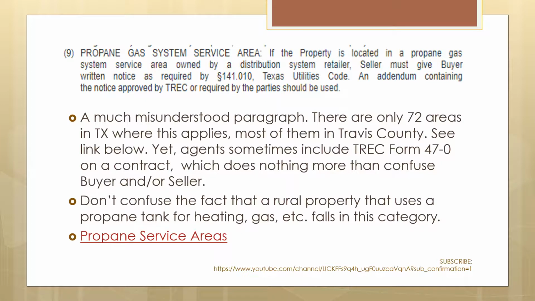One of the most misunderstood paragraphs, a propane gas system service area. I see the addendum in contracts many times, okay? But understand there are only 72 areas in Texas where this applies. Most of them are in Travis County, okay? And there's a link below it that'll tell you which ones those are. Yet agents sometimes include TREC Form 47-0 on a contract, which does nothing more than confuse a buyer and or seller. Don't confuse the fact that a rural property that uses a propane tank for heating, gas, etc. falls into this category. This is much greater than that. This is where you have piped in gas from a service provider owned by a distribution system retailer, not a county. Okay, so take a look at the link. It'll clarify if this ever comes into play. Highly unlikely.